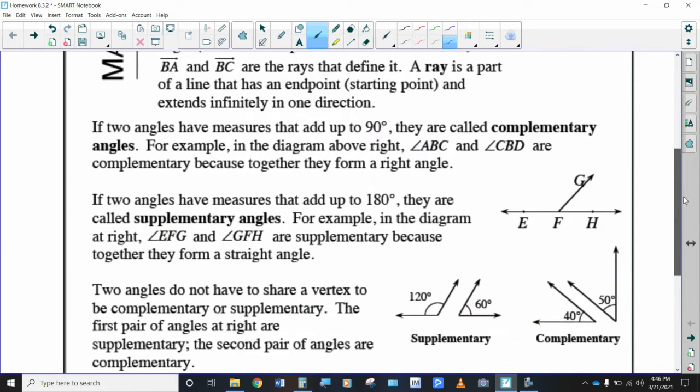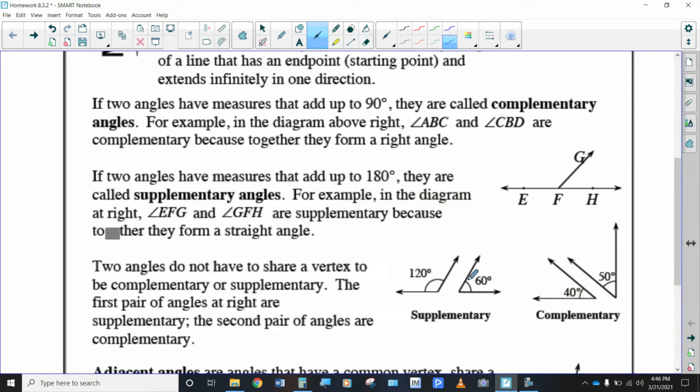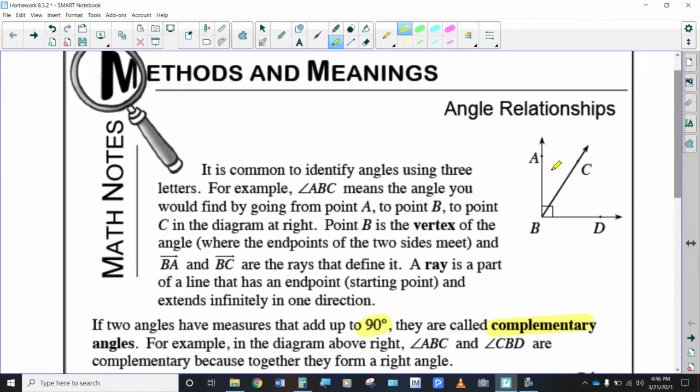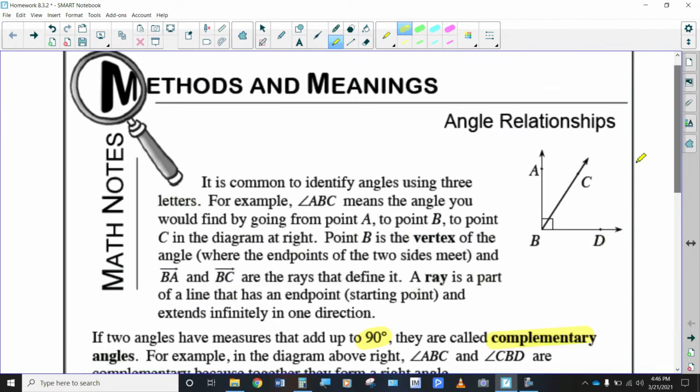Let's take a look at the difference between supplementary angles and complementary angles. The complementary angles always add up to 90 degrees, such as these two, right? A 50-degree angle and a 40-degree angle combined would form a 90-degree angle, similar to what we've got right there, right? This angle plus that angle makes the 90-degree angle. They are complementary to each other. This one and this one are complementary to each other.